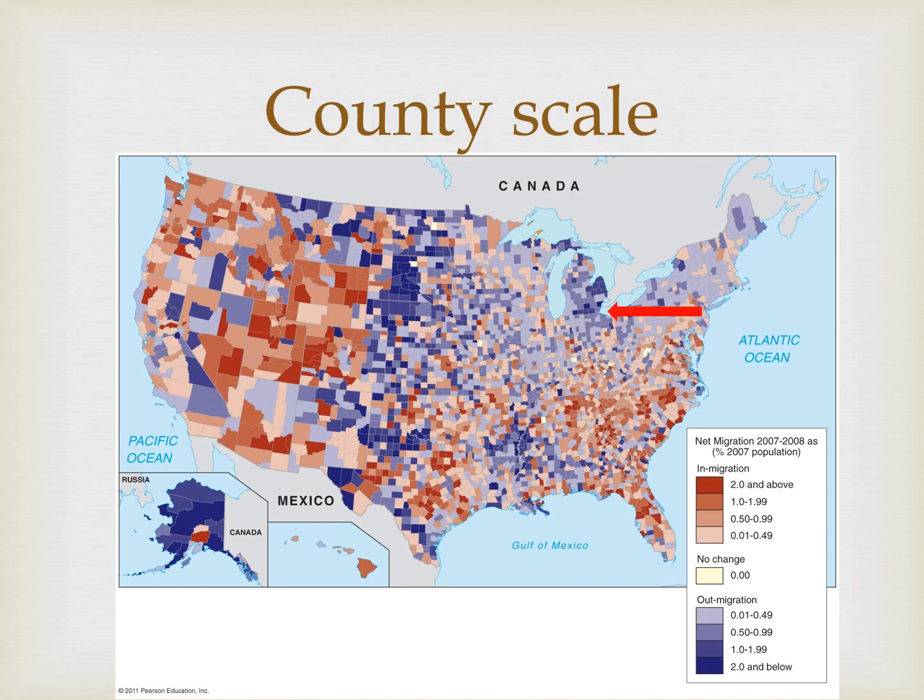People are leaving Detroit, but where are they going? We have to be critical thinkers. We have to be critical consumers of materials, of maps. We have to ask questions. Anytime you see a map, start questioning it.